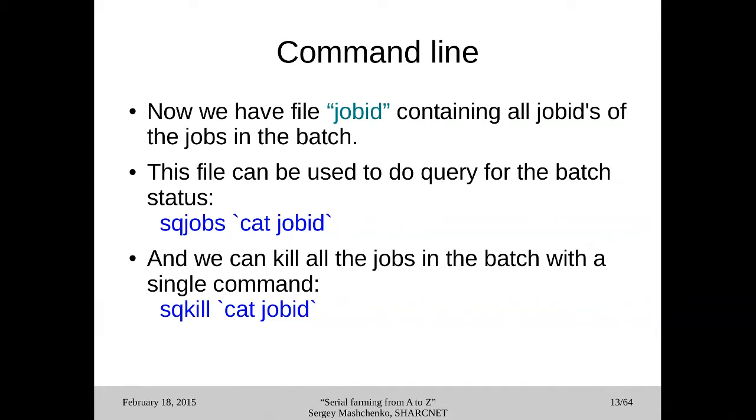So even if you have other jobs running, this command will show the status of only the jobs from this particular serial farm. Similarly, you can kill all the jobs belonging to this particular farm, or in other words, described in this job ID file, by executing sqkill and the rest written at the bottom of this slide. So this is a convenient way of doing meta operations on your farm. In principle, you can have separate serial farms, and you can operate on them independently. You can query them, kill them, basically these two operations.